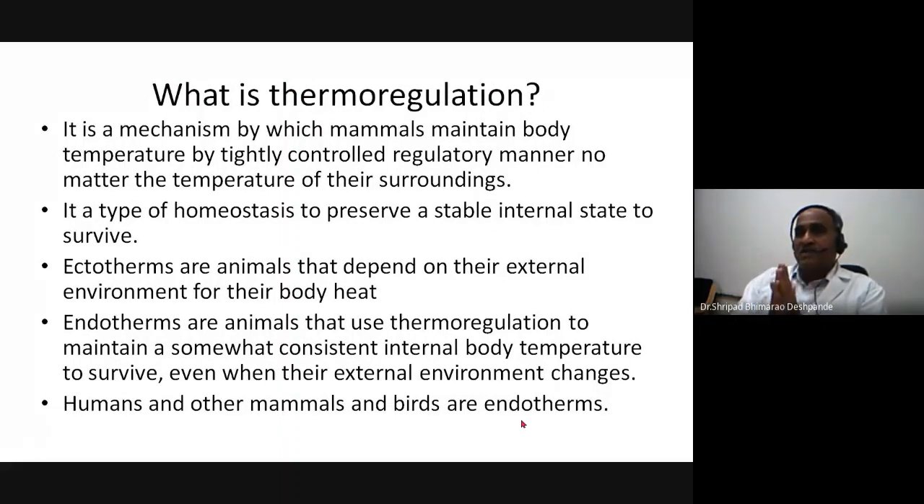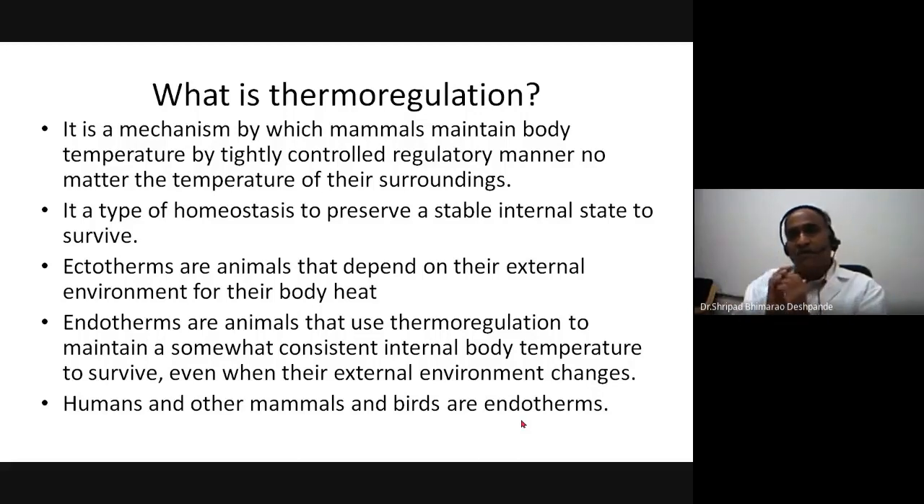What is thermoregulation? Let us define it. It's a mechanism in mammals, or in the animal kingdom as such, to maintain the body temperature in a closely controlled manner, no matter what happens around us. So it is a mechanism by which mammals maintain the body temperature in a tightly controlled manner, no matter what the external environment temperature is.